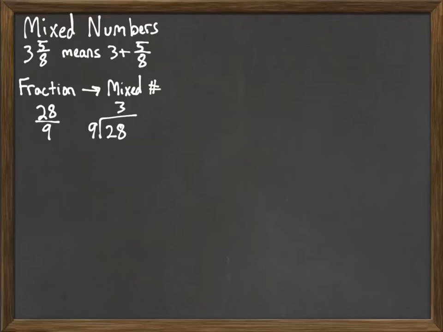So 9 goes into 28 3 times. That would be 3 times 9 would be 27. When we subtract, that leaves us with a remainder of 1. So when we do the division here, we get 3 with a remainder of 1. 3 becomes your whole number part. The 1 is your numerator for the fraction. And it's over that same denominator, 9. So we get the answer 3 1/9.